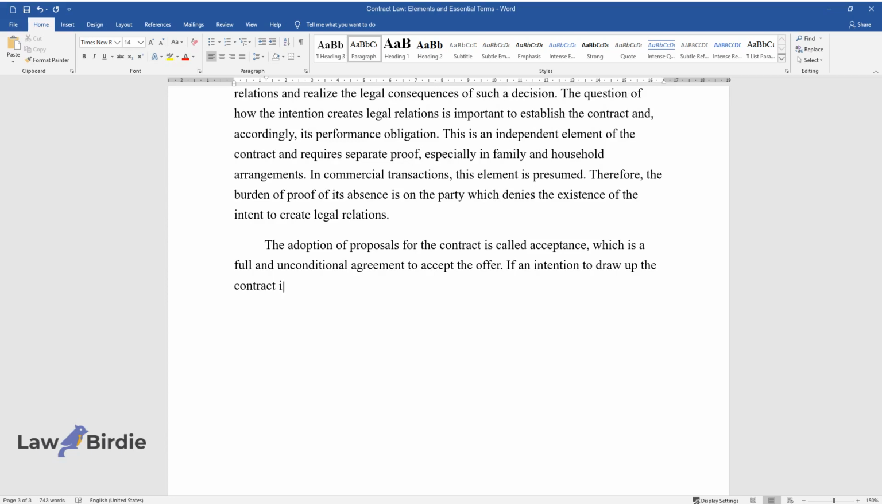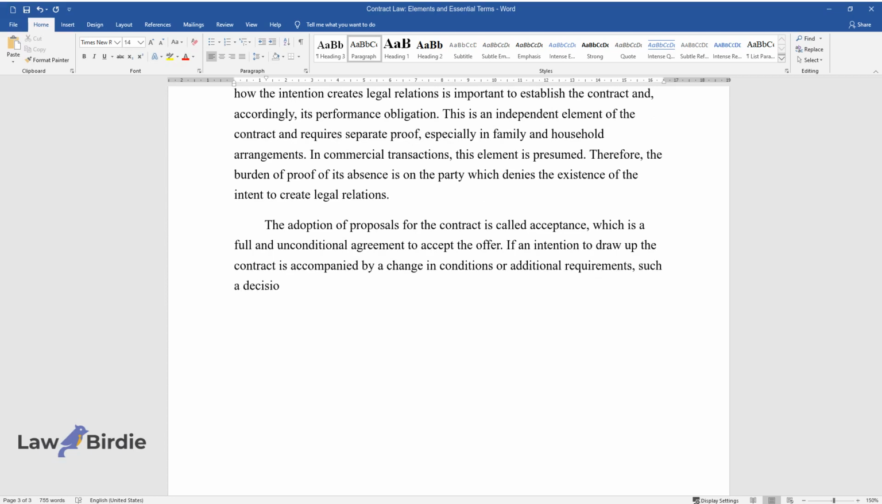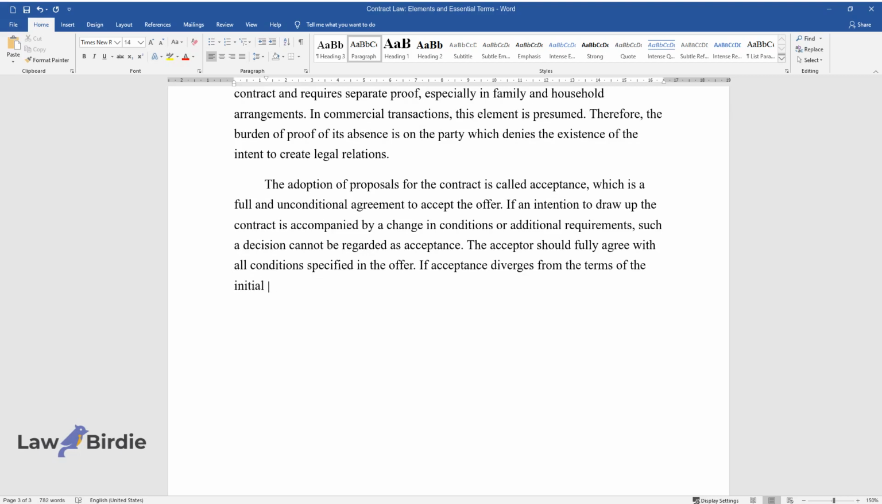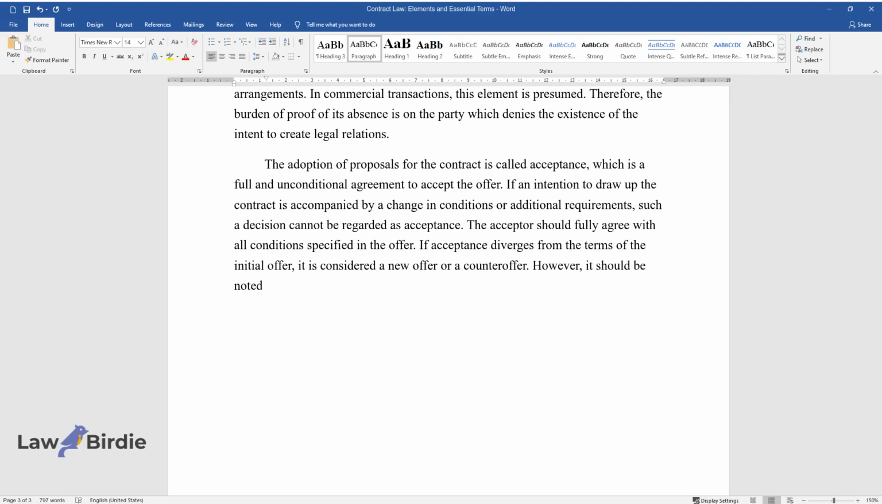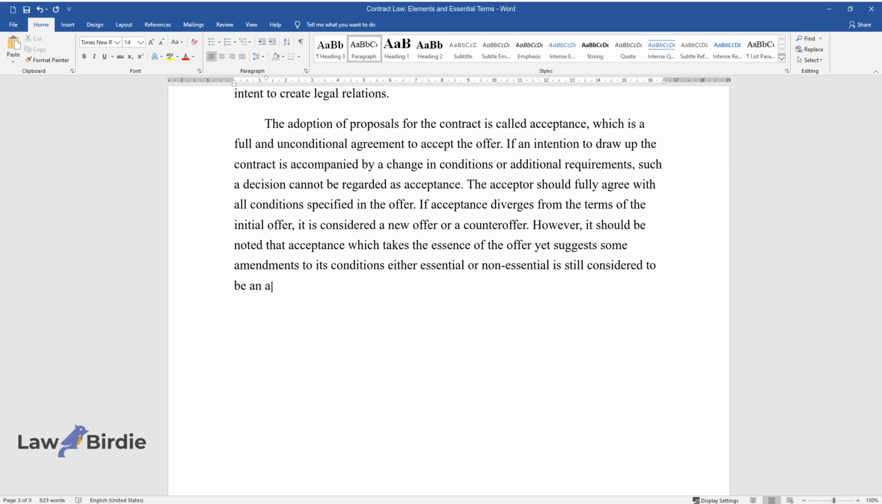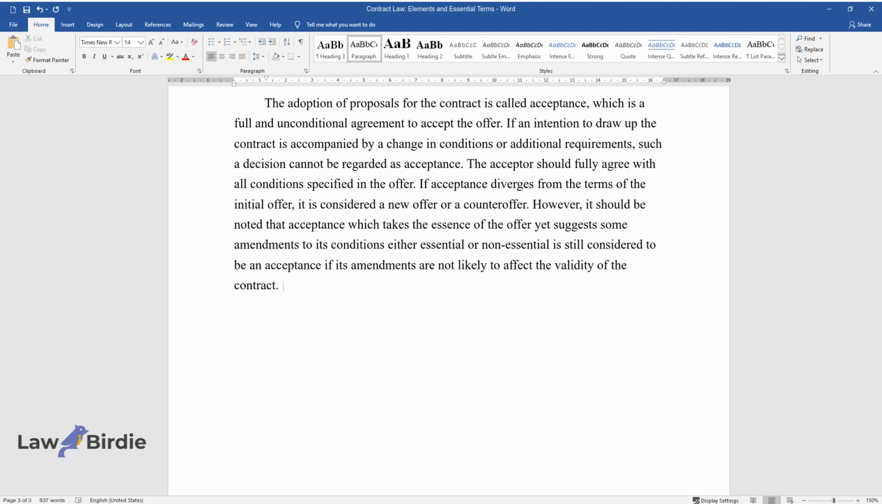If an intention to draw up the contract is accompanied by a change in conditions or additional requirements, such a decision cannot be regarded as acceptance. The acceptor should fully agree with all conditions specified in the offer. If acceptance diverges from the terms of the initial offer, it is considered a new offer or a counteroffer. However, it should be noted that acceptance which takes the essence of the offer yet suggests some amendments to its conditions, either essential or non-essential, is still considered to be an acceptance if its amendments are not likely to affect the validity of the contract.